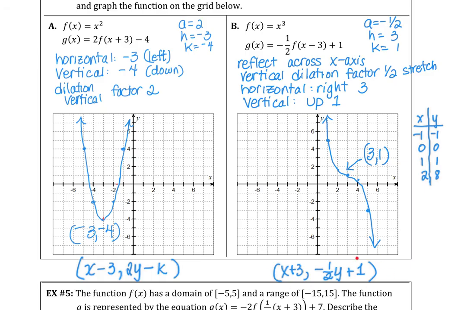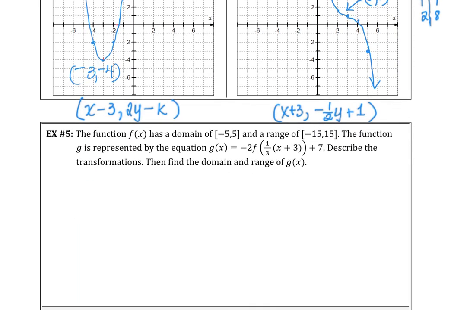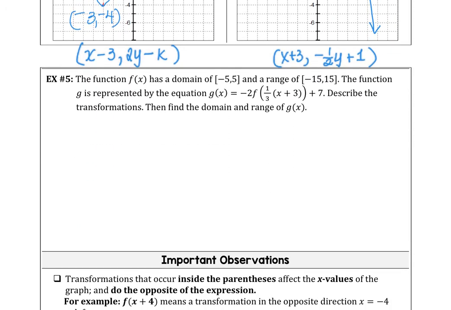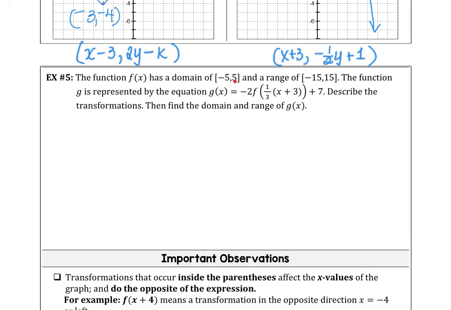Having the ability to do this when you're working on practice problems really helps you in understanding transformations and how the domain and range could change with a given set of rules. Let's look at number 5 here now, example 5. We know the domain is negative 5 to positive 5. We know the range is negative 15 to 15, and we're given function g with this set of transformations to take. So we want to describe the transformations and then state the domain and the range of g of x.